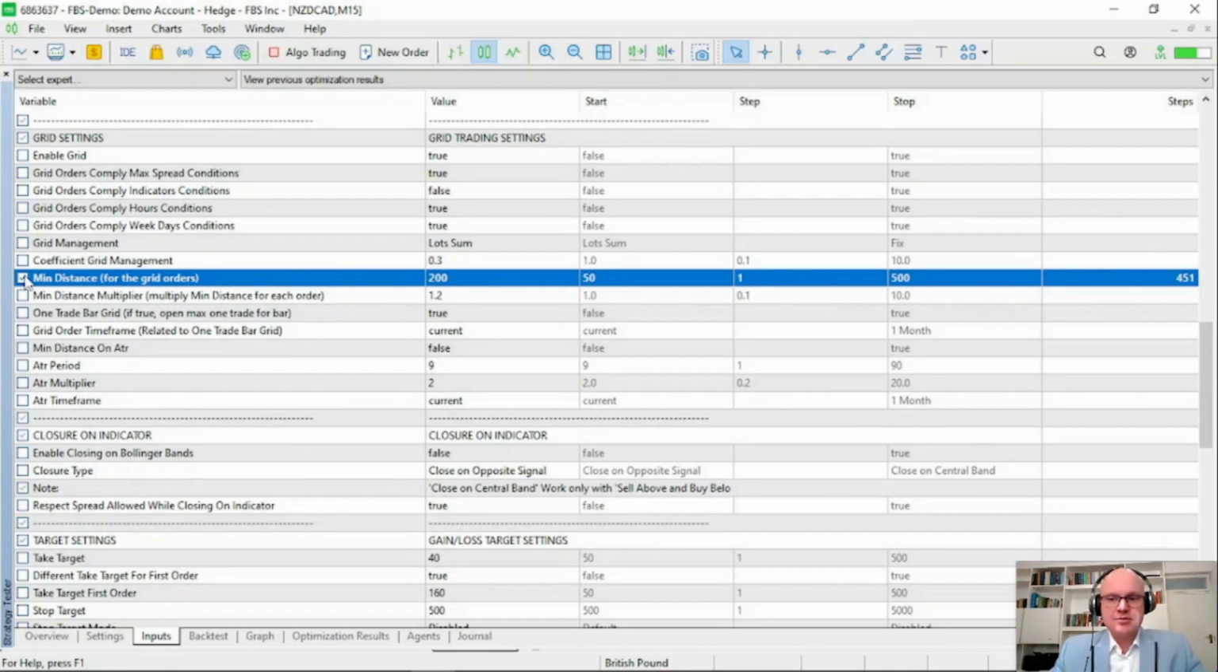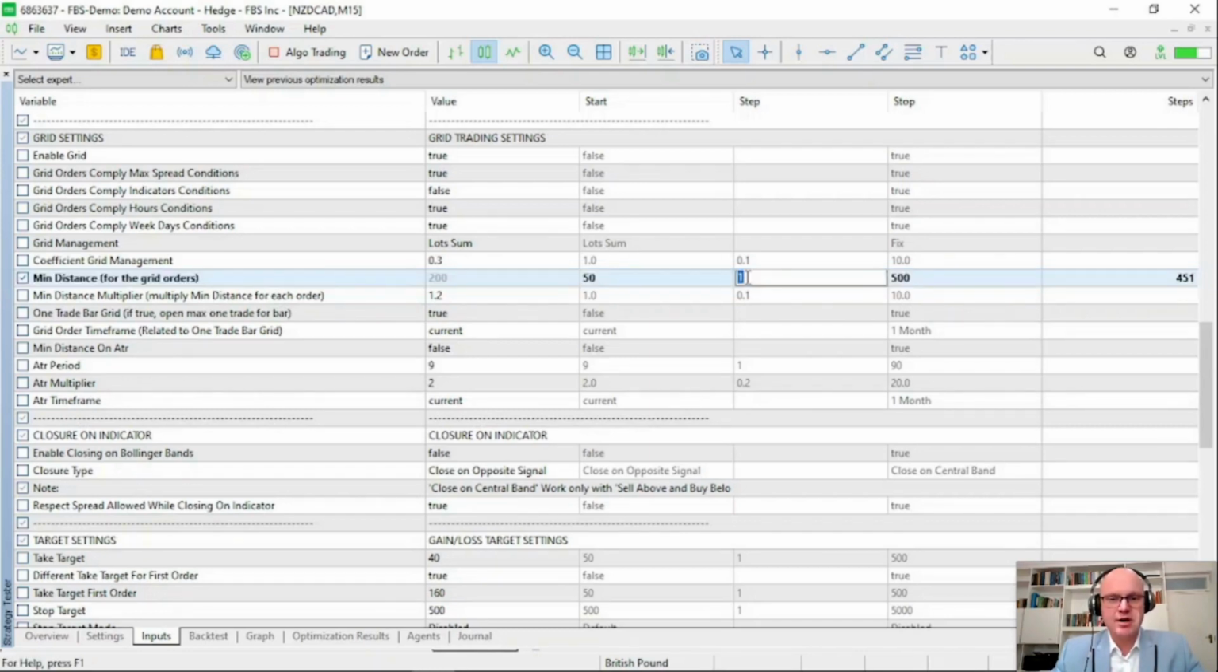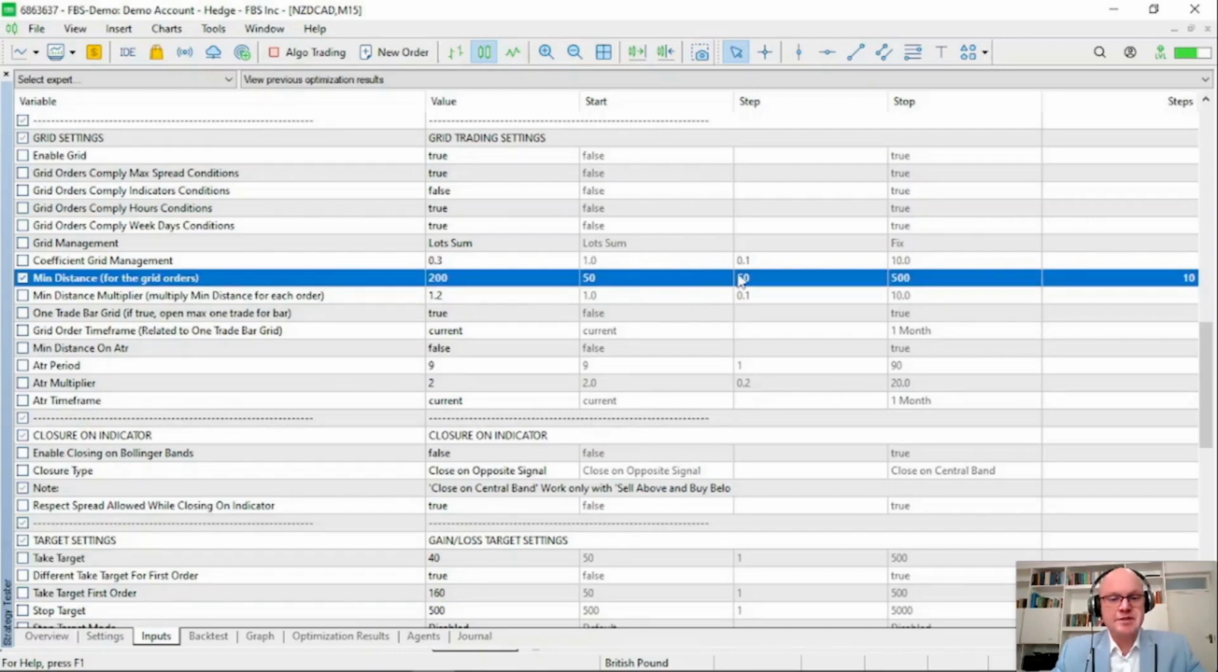Today, to decrease the drawdown and increase profit, we are going to focus on the minimum distance for grid order. Now the minimum distance for grid order on default is at 50. However, I have increased it on the previous set file to 200. What I'd like to know now for the NZDCAD is, would there be a better step to use?